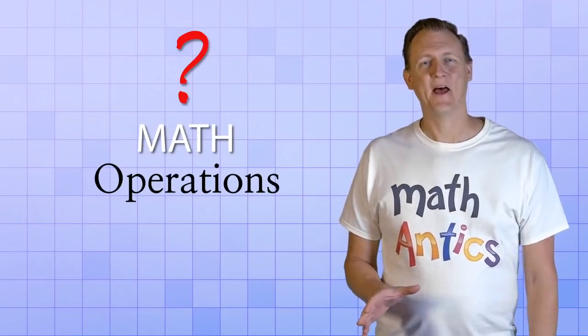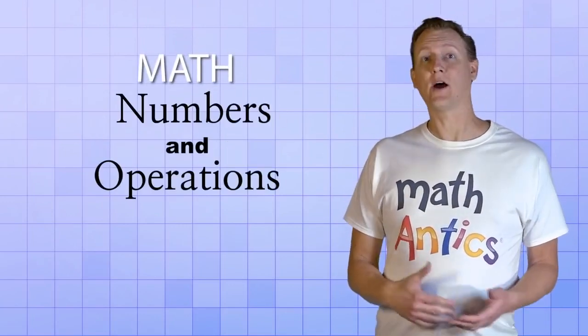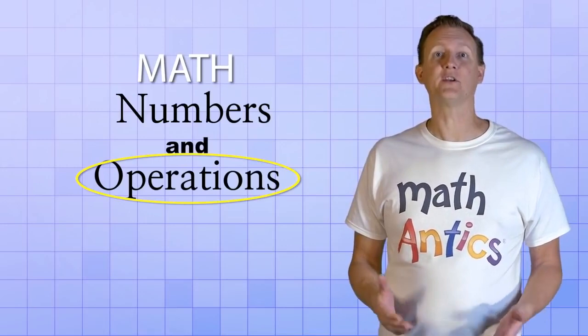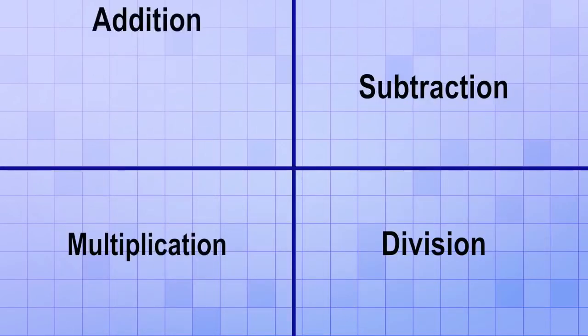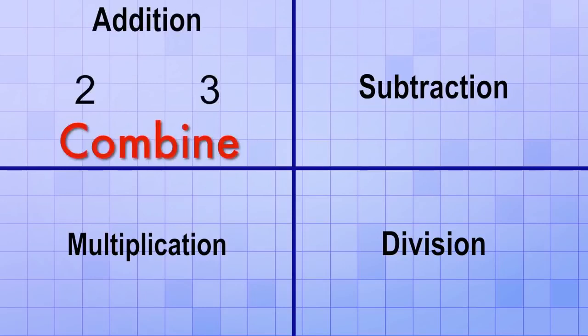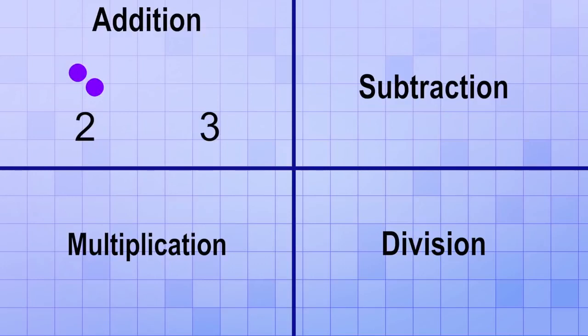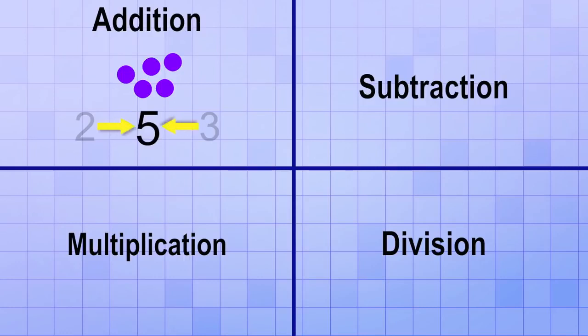Not exactly. Math involves both numbers and operations, and the operations just tell you what to do with the numbers. For example, the addition operation tells us to take two numbers and to combine their values. If we have the amount 2 and we add it to the amount 3, we end up with the amount 5. That's addition. It combines two amounts.